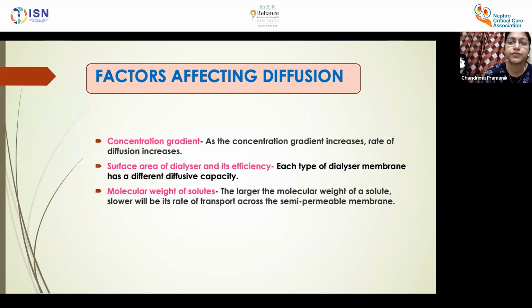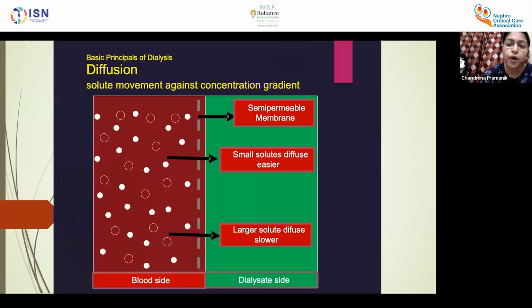So the factors affecting diffusion are: one is the concentration gradient. With increase in the concentration gradient, the rate of diffusion increases. Second is the surface area of the dialyzer and its efficiency. Each type of dialyzer has a different diffusive capacity, and it also affects the rate of diffusion. Third is the molecular weight of solutes. Small solutes diffuse easily through the semi-permeable membrane, whereas the larger the molecular weight of the solute, the slower is the rate of diffusion.